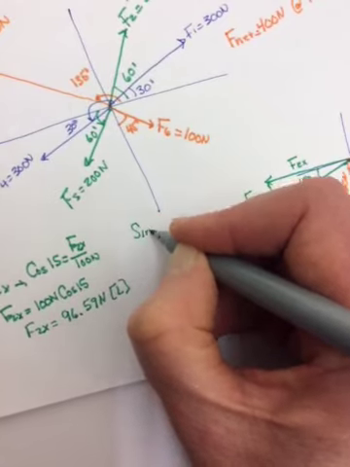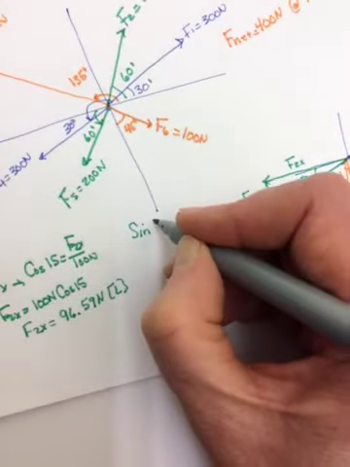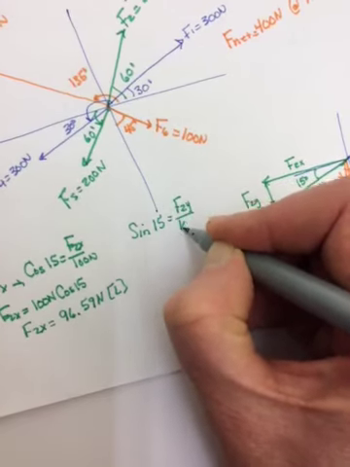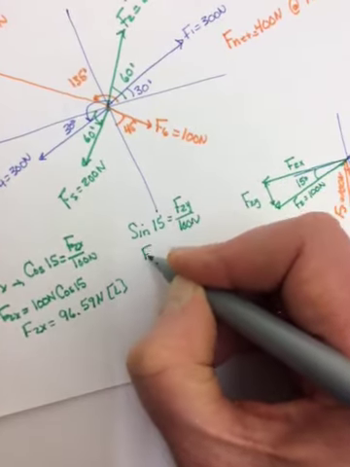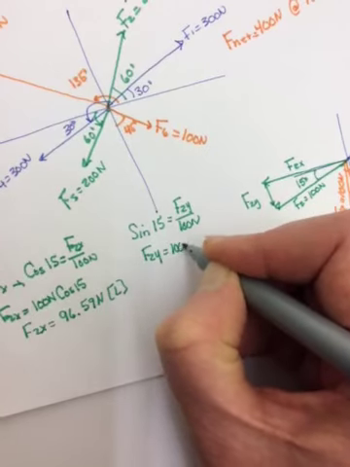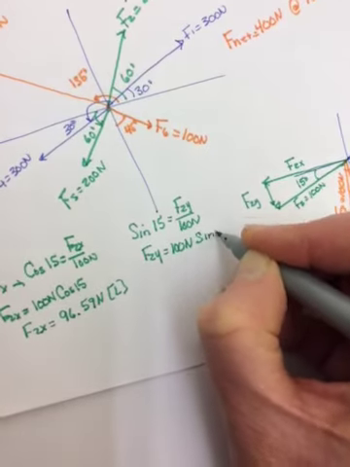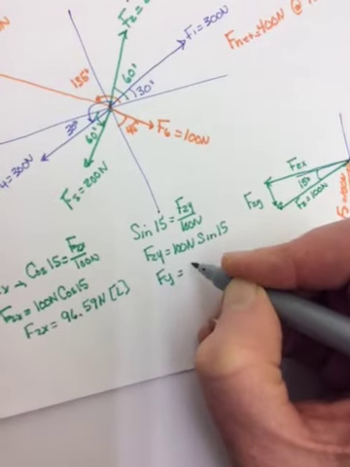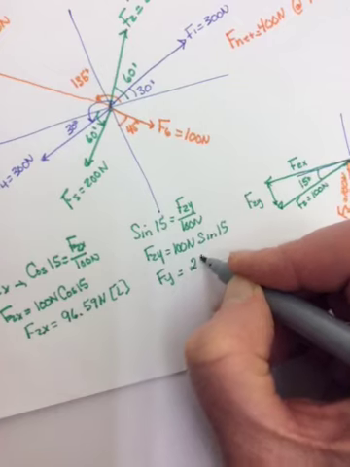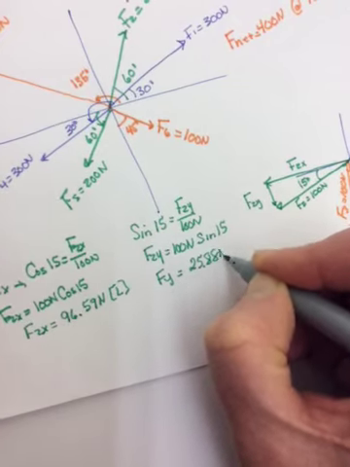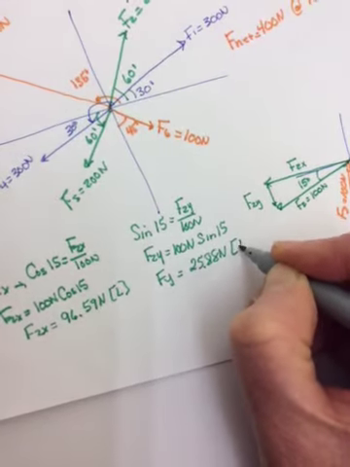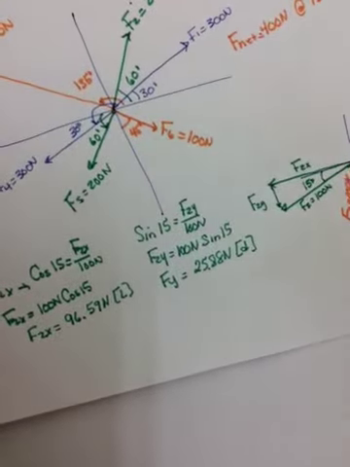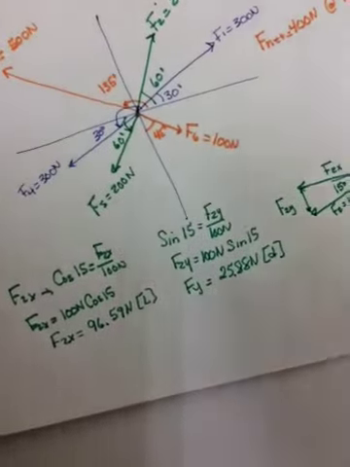Its y then will be sine, because it's the opposite side. So sine 15 is equal to F2y over 100 newtons. So F2y will equal 100 newtons sine of 15. So F2y will be equal to 25.88 newtons. And which way is it going? It's going down. Okay, so we found the two components for the green one, F2.